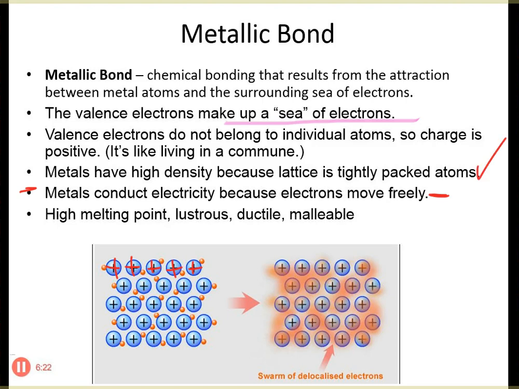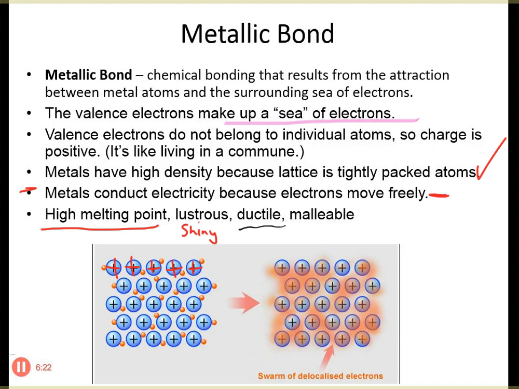And some key points here: high melting point. Have you ever melted metals? You realize that it takes so much heat to melt a metal, so the temperature has to be really high to melt metals. Lustrous means it is shiny. It reflects a lot of light because of the way the electrons behave.